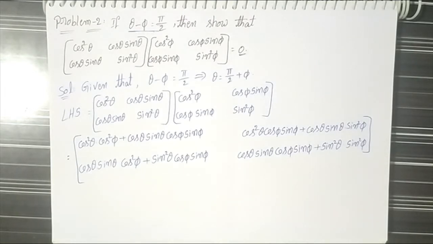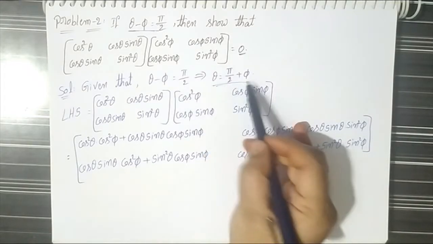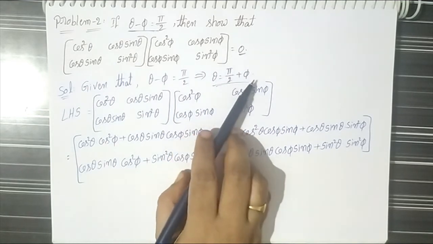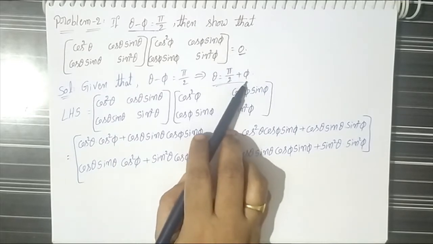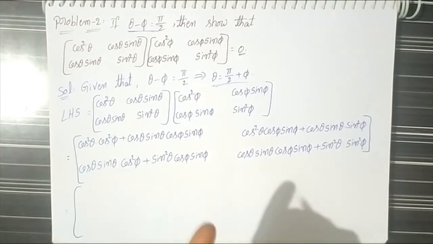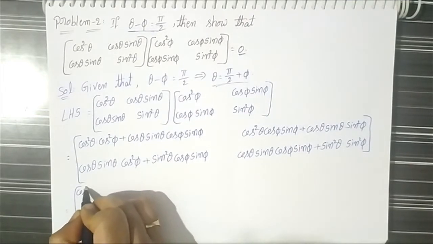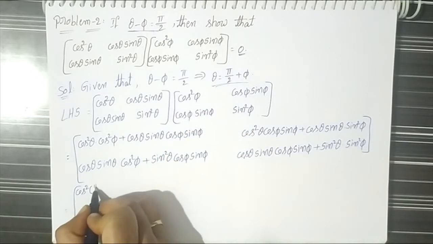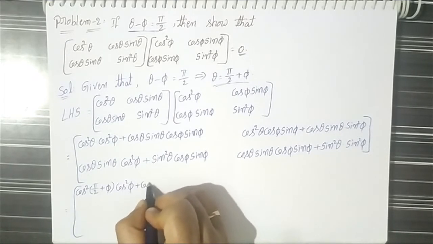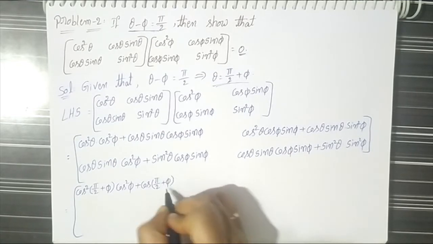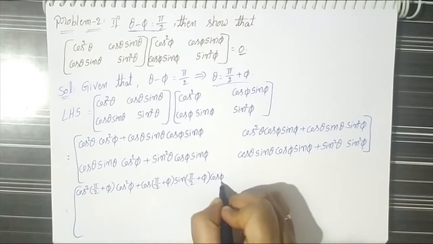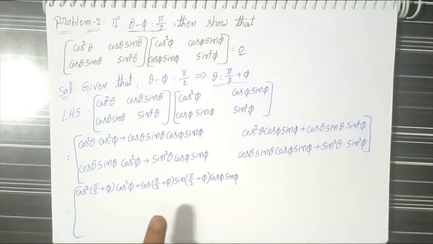In this matrix we substitute the condition. Substitute theta with pi by 2 plus phi. Replace theta with pi by 2 plus phi. Then it equals cos square of (pi by 2 plus phi) into cos square phi plus cos of (pi by 2 plus phi) sin of (pi by 2 plus phi) into cos phi sin phi. This is the first element only.